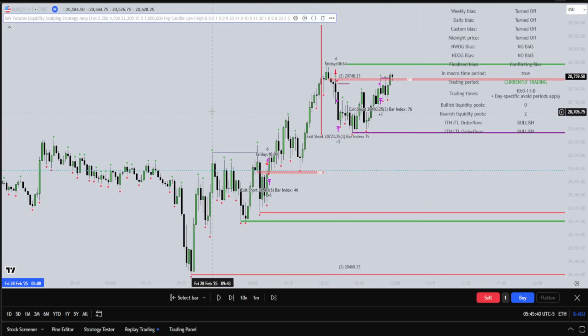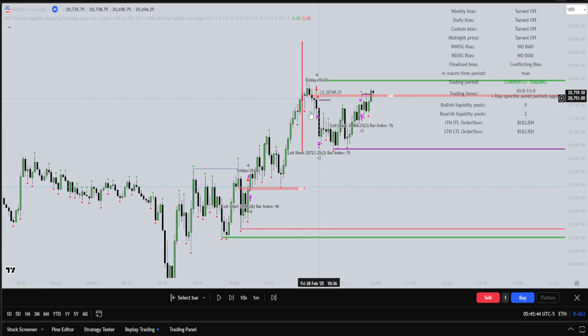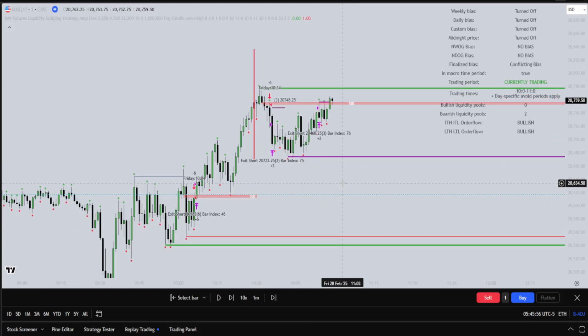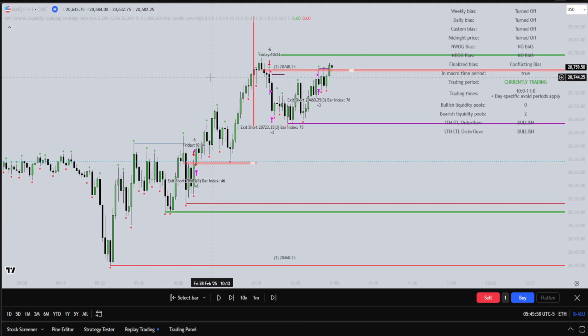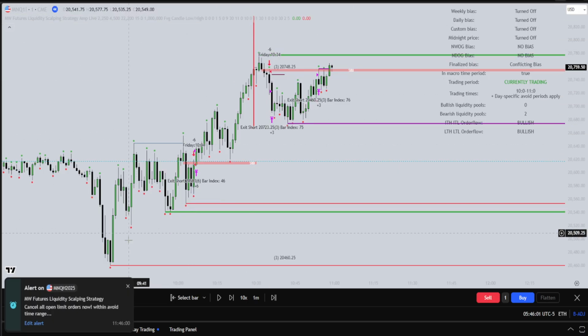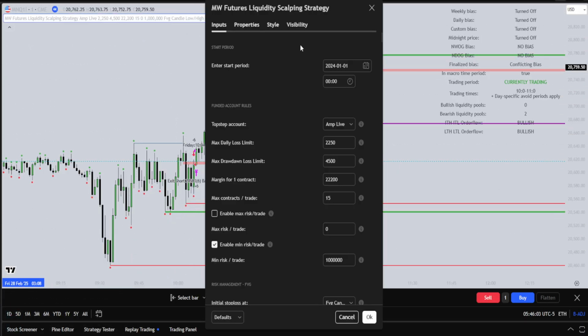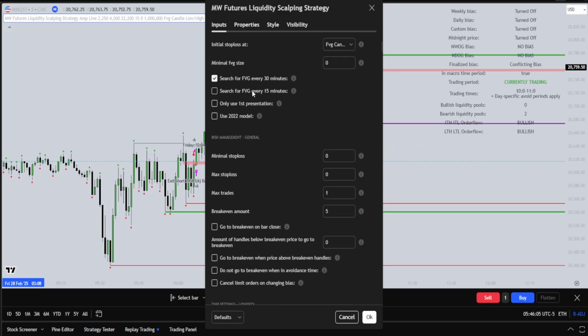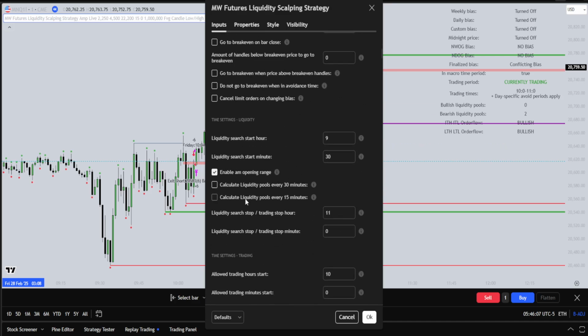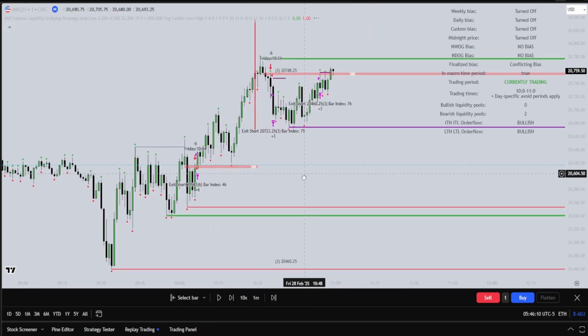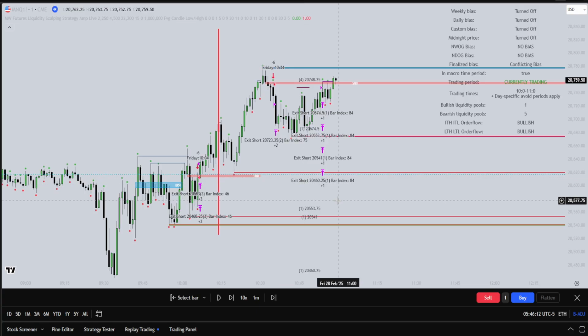So we know that we generate liquidity from the opening range, and then we have pre-market and the pre-market liquidity. So that means that we have a liquidity pool here and all the way over here. I probably do not really like that much. So what I will do for now, just to play around, is calculate liquidity pools every 15 minutes, which is basically just every 15-minute high and low.